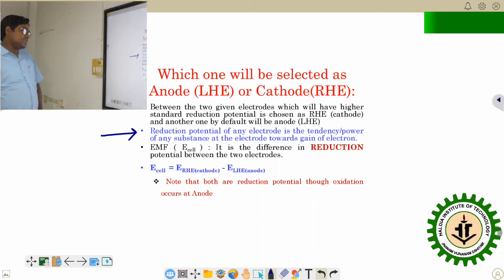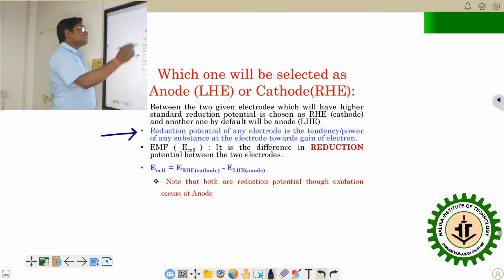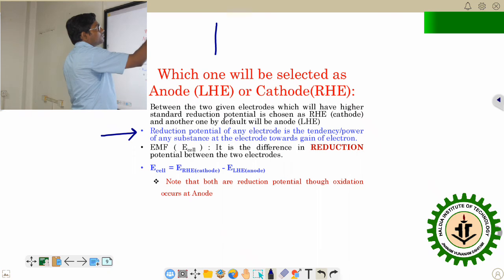Reduction potential high means it has the higher tendency to accept electrons. Reduction potential low means it has the lower tendency to accept electrons. So among the given two electrodes, the one having the higher reduction potential will be taken as the right hand, and the one of lower potential will be taken as the left hand. Basically in the cell we have two electrodes, right hand or cathode and left hand or anode.